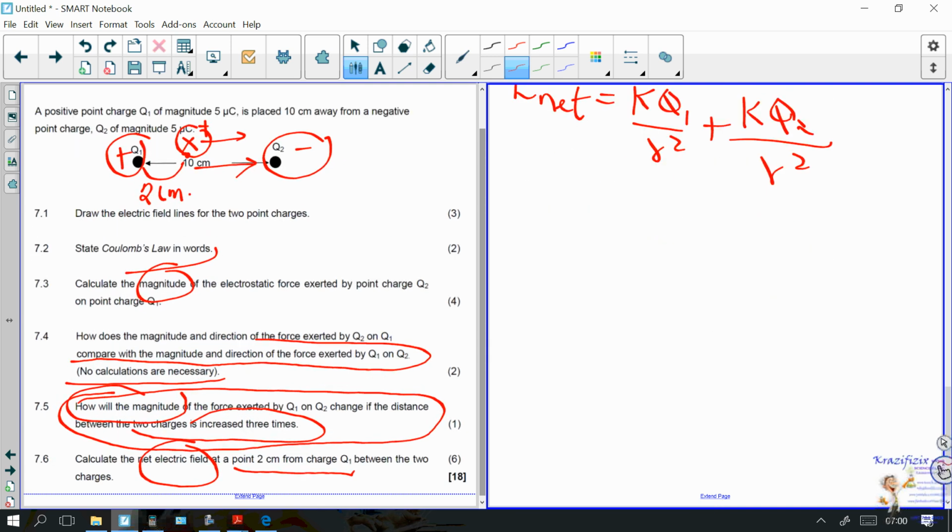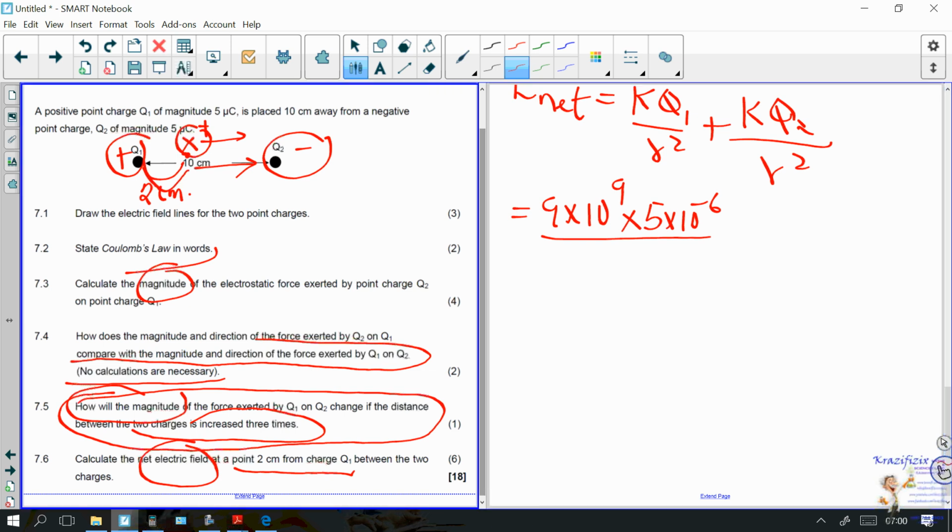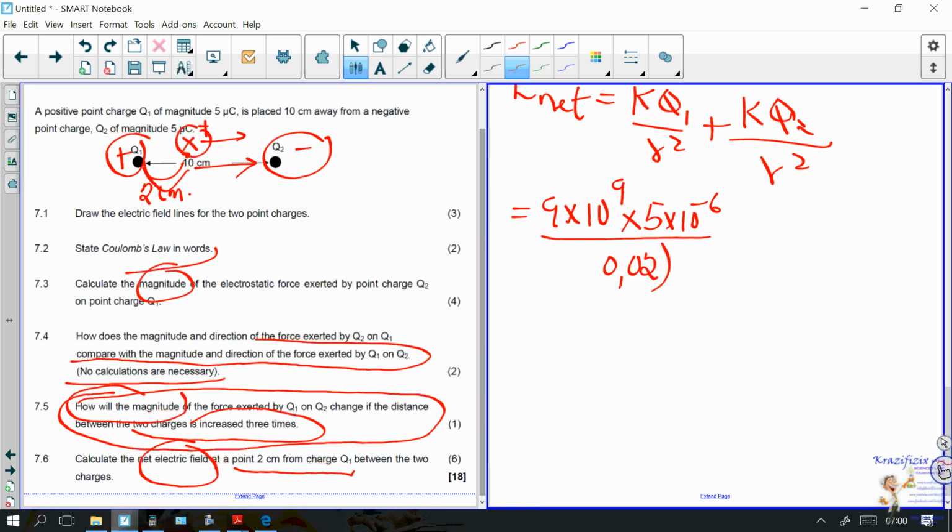What are we going to have? 9 times 10 to the power 9. Remember, they are both positive because they are in the same direction. What is my Q1? 5 times 10 to the power negative 6. What is the distance? I'm using Q1 now. Distance between Q1 and X. 2 centimeters divided by 100, you have 0,02. And that should be all squared.